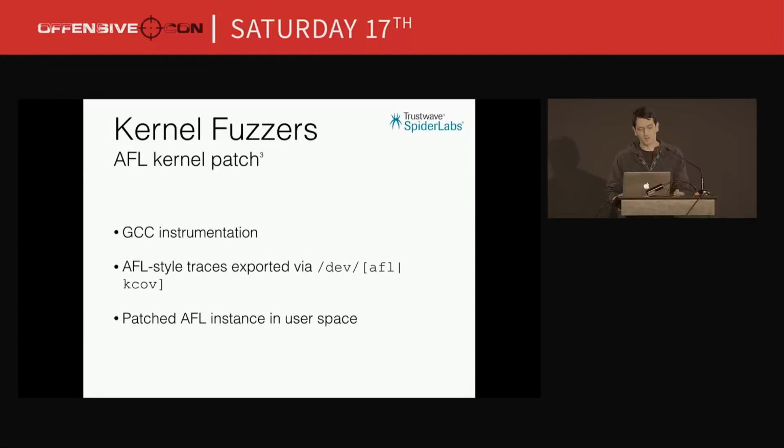This was the original AFL kernel patch. I think it was just after or maybe even before syzkaller, and it was essentially the same principle. Unlike, say, the AFL user space implementation that does some custom instrumentation at the basic block level, the AFL patch uses GCC instrumentation similar to syzkaller, and then it exports those AFL style traces via /dev/afl or /dev/kcov, depending on the implementation. And in user space, there's this modified version of user space AFL that takes this input data from /dev/afl instead of some shared memory region and performs all those mutation algorithms on it.